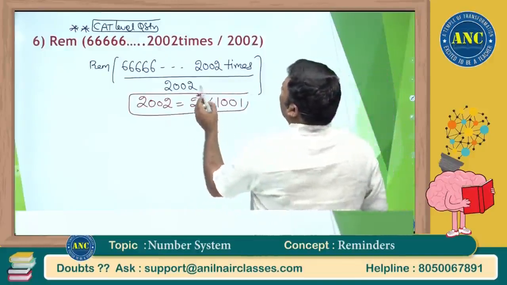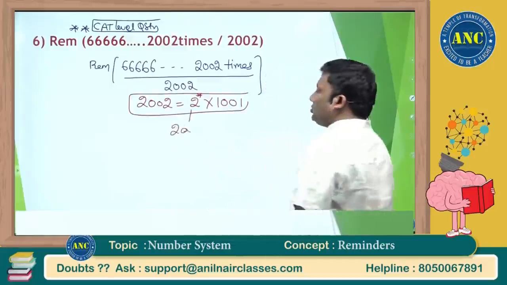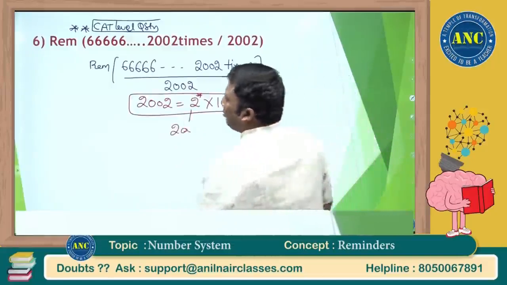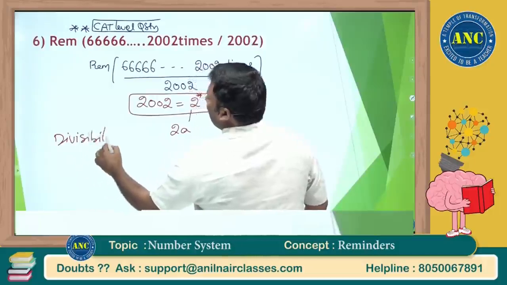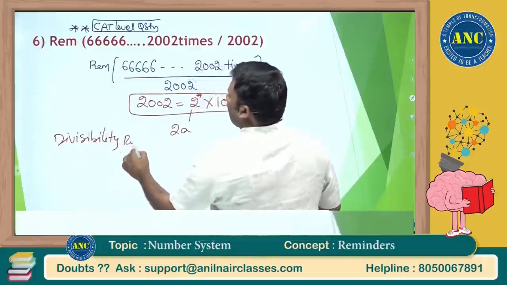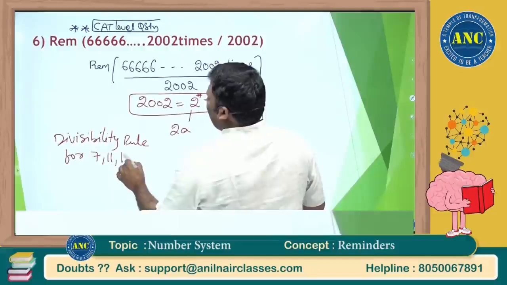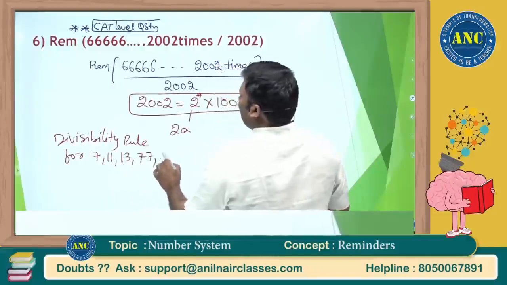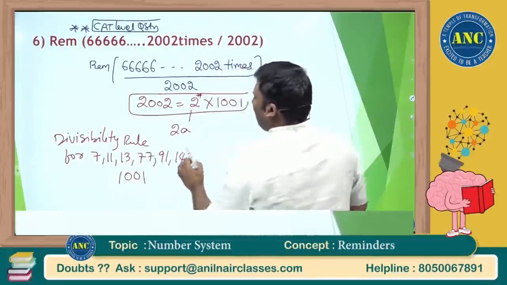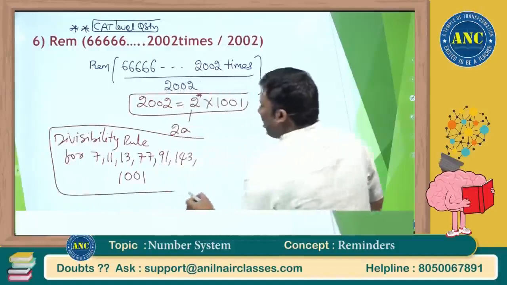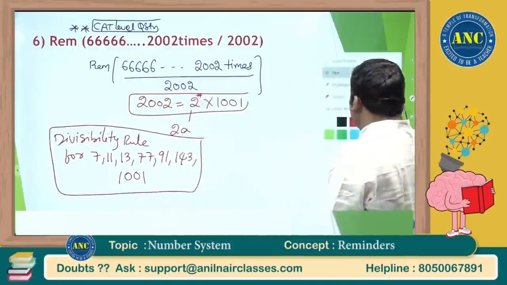2 it is an even number. Last digit will be 6. So perfectly divisible by 2. Please write down this. Divisibility rule, I will discuss in detail in prime numbers: 7, 11, 13, 77, 91, 143 and 1001. Please write down this. We will discuss comprehensively how to find out the divisibility rule for any prime number in detail.